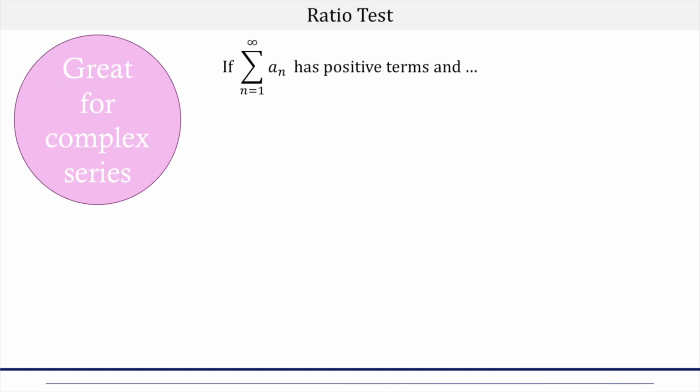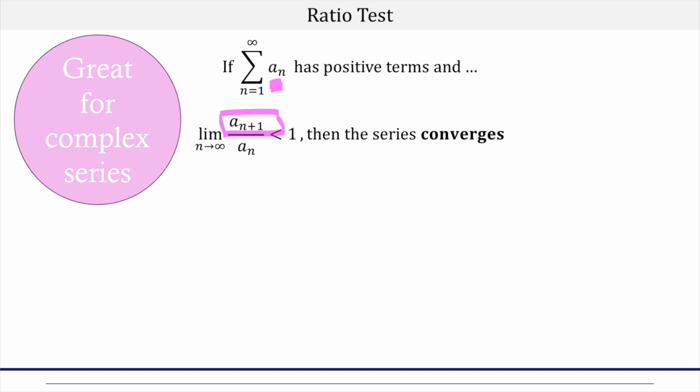The ratio test. This one looks crazy, but I kind of think it's fun. This is really a great one for complex series. And what it says is, if we have this infinite series of a sub n, it has positive terms, and if you take the a sub n plus 1 term and divide it by the a sub n term, and then take the limit as n approaches infinity, and you get a number that's less than 1, then the series converges. That sounds terrible, but it's actually cool.